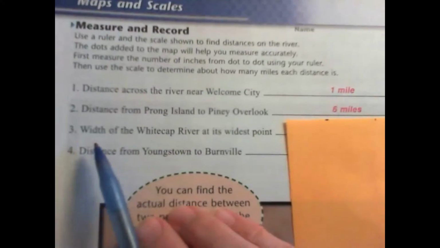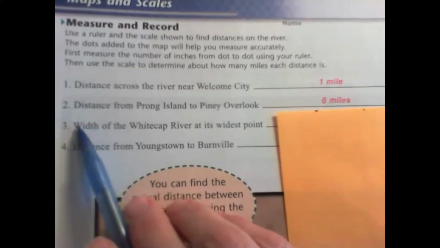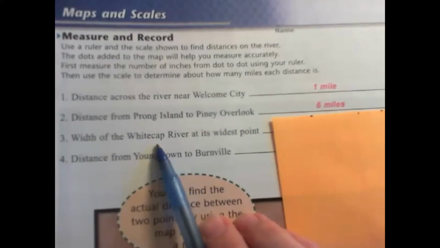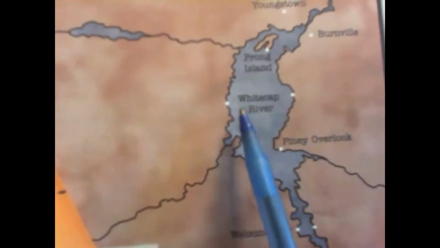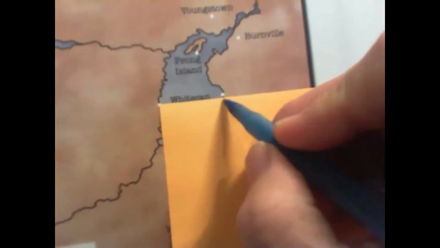All right, what about the width? That means how wide. The width of the Whitecap River at its widest point. Whitecap River. They've already got it marked for us right here. This is Whitecap River, and this is at its widest point. So let's use our paper and let's mark it. We're going to mark it on the end on this one. It makes it easier when you use the end. Okay, so we're going to mark it right there. See how we're marking that? All right, so this is how wide it is on our map.